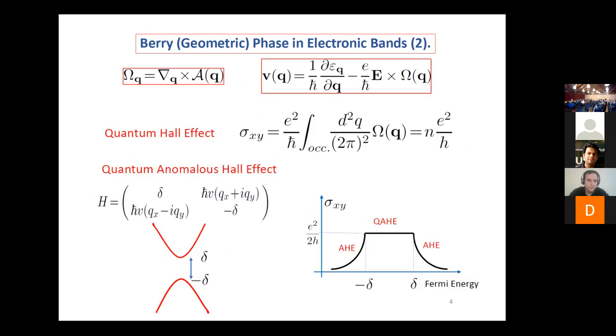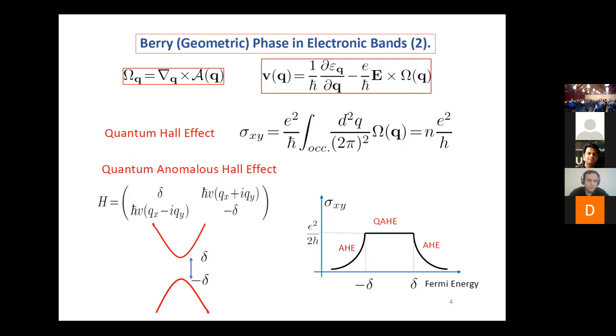And we are going to mention two cases. One is the quantum Hall effect. In the quantum Hall effect, you have Landau levels, so there is no dispersion. This dispersion is zero, so the velocity of the electron is proportional to this product. So it's going to be perpendicular to the electric field. And then when you compute the Hall conductivity, it's going to be the integral of this Berry curvature, which is quantized, and it's going to be determined just by this topological object.